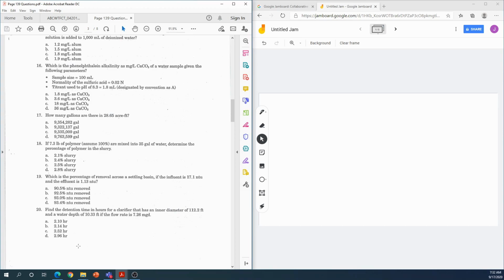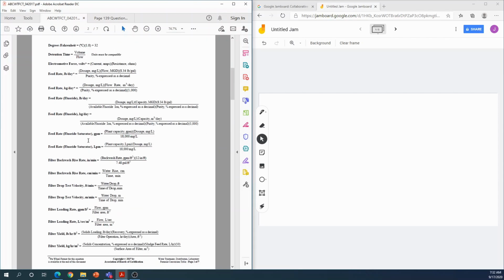Okay, number 20. Find the detention time in hours for a clarifier that has an inner diameter of 112.2 feet and a water depth of 10.33 feet if the flow rate is 7.26 million gallons per day. So let's take a look at our cheat sheet to find out how to calculate detention time. Detention time is equal to volume divided by flow. But they even note right here that units must match. So again, like we talked about earlier, units, units, units.